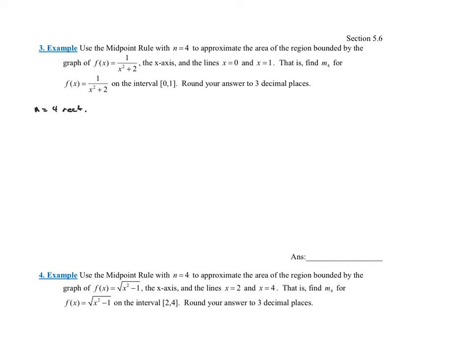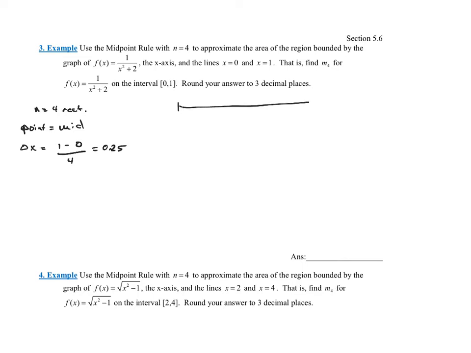Let's think about which endpoint we are going to use. Well, we're going to be using the midpoint. Let's think about the width here. How do you find the width of each one? The right endpoint 1 minus the left endpoint 0 divided by the number of rectangles, which is 4. So this is 0.25 if I write that as a decimal.